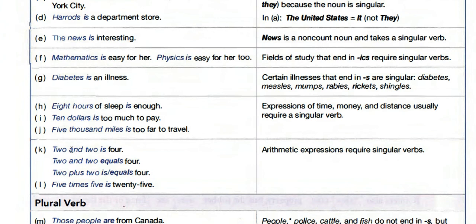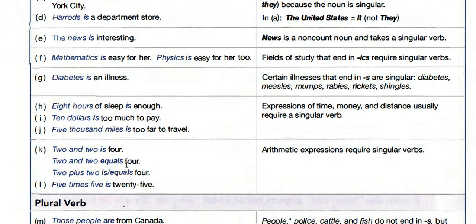We have here 2 and 2 is 4, 2 and 2 equals 4, and 2 plus 2 is 4. 5 times 5 is 25. So arithmetic expressions require singular verbs. We are dealing with arithmetic expressions like summation, or when you subtract something. So here we do summation and we count them as one. 2 and 2 is 4.